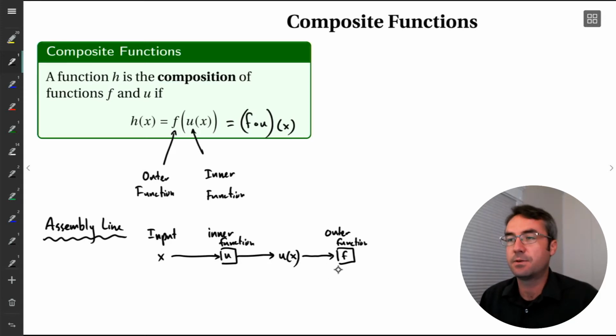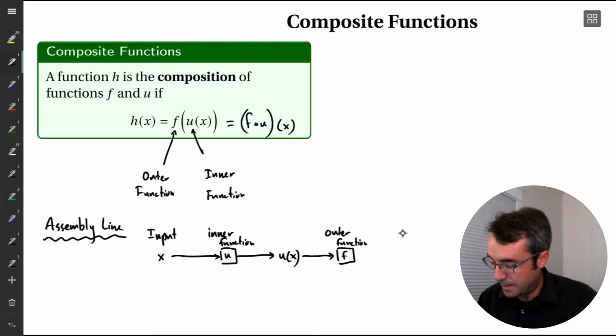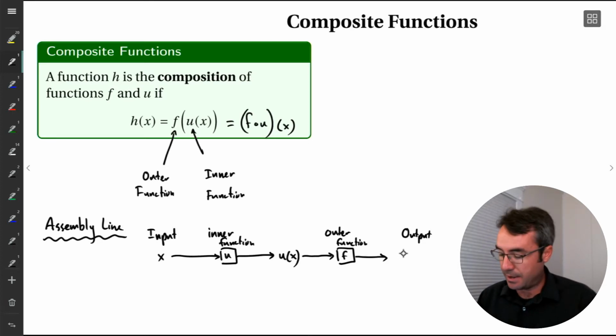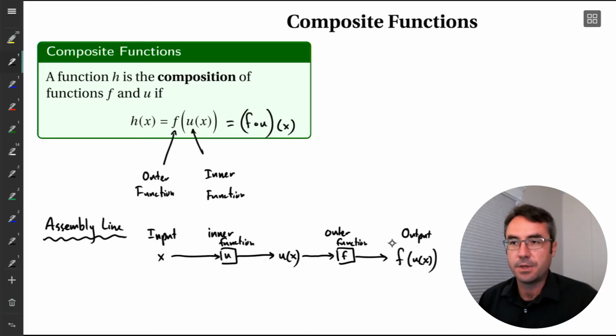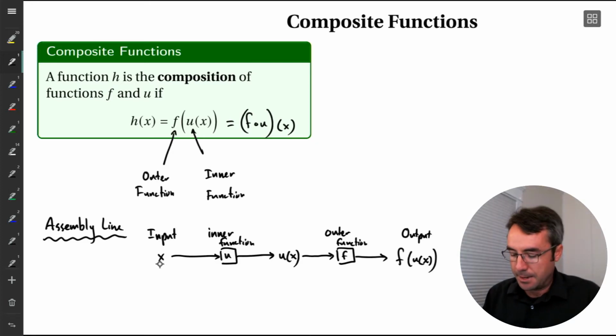And then what does function f do? Well, it gives us ultimately an output. And so the whole output of this process is f of u of x. So we've taken u of x and plugged it into our function f. So there's this assembly line process here with composition. We take our input x, it goes into our inner function u. That spits something out, which we call u of x. We take that number, plug it into our outer function, and then that returns ultimately the output of this composite function.